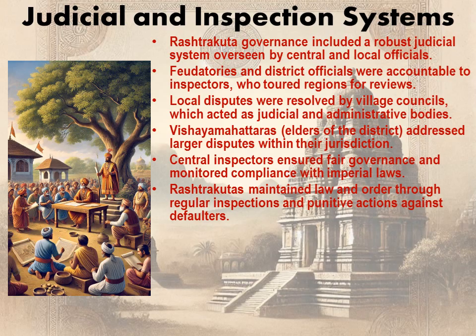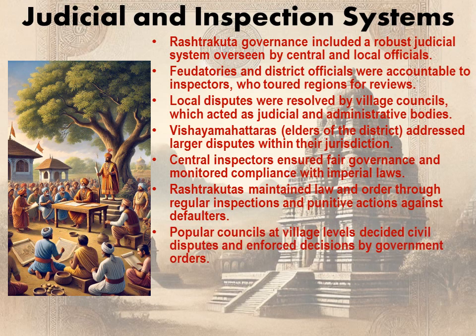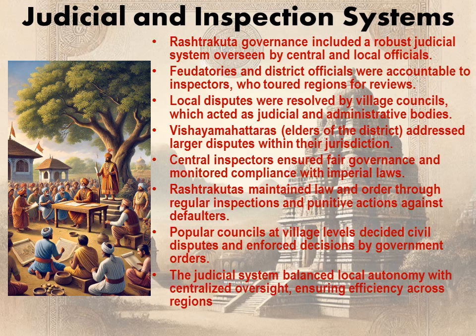Rashtrakutas maintained law and order through regular inspections and punitive actions against defaulters. Popular councils at the village levels decided civil disputes and enforced decisions by government orders. The judicial system balanced local autonomy with centralized oversight, ensuring efficiency across regions.